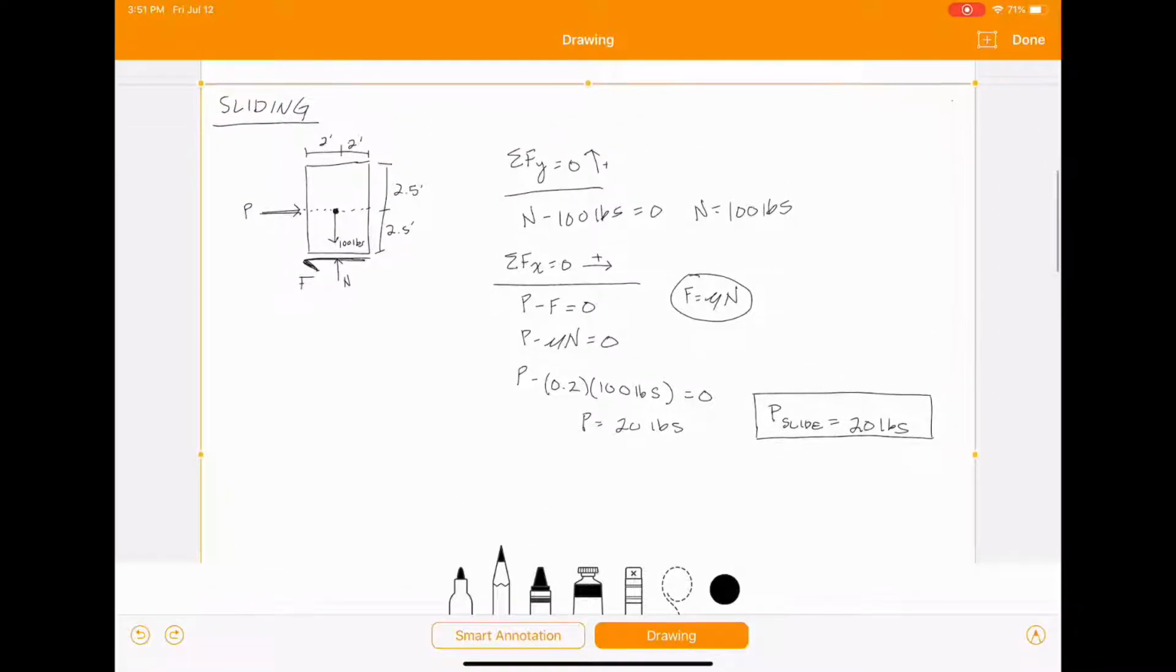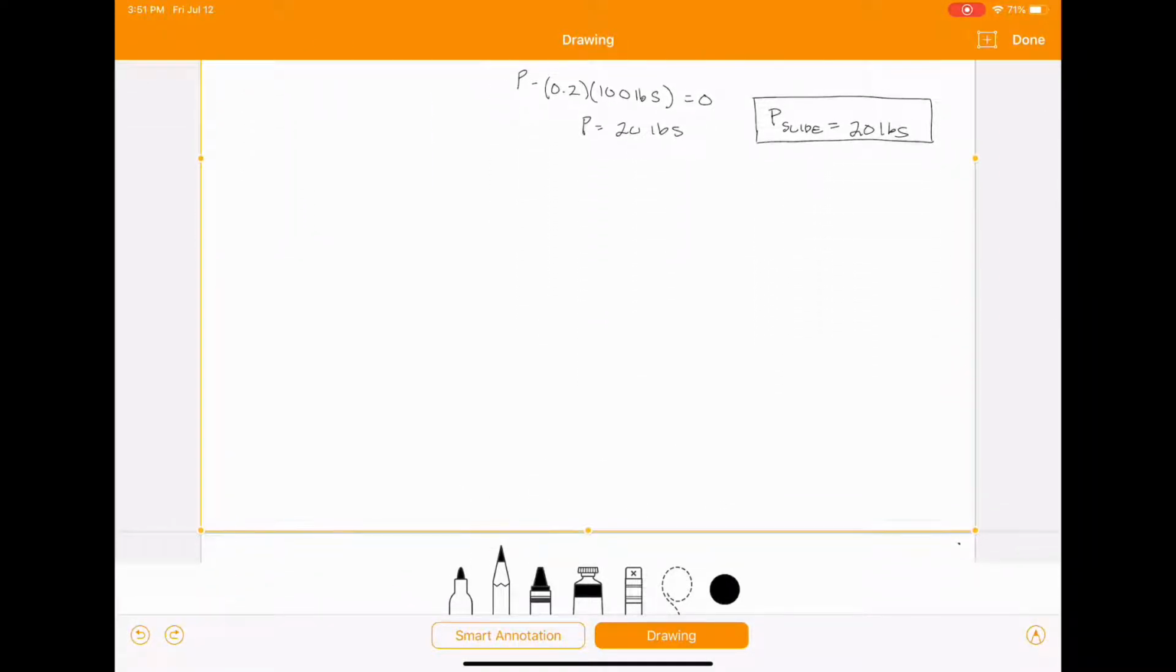All right, so we've checked that scenario. So now let's check the tipping scenario. Again, we're going to start by drawing our free body diagram. So start by drawing the object. Apply your forces. And then apply your friction forces.